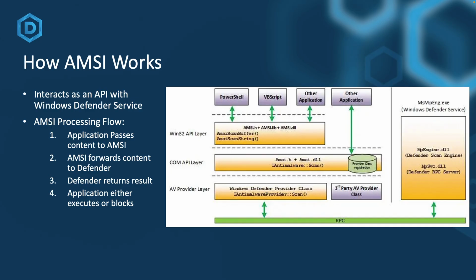How AMSI works is essentially you have to think of it as an API with the Windows Defender service. If you look at the diagram, you can see where you have PowerShell, Visual Basic Script, anything like that, and that will interact with that AMSI layer, that API layer, which then reaches back to the Windows Defender service engine. That is what makes the determination on whether or not something is malicious, and then it will send that back to whatever process is reaching out to AMSI.